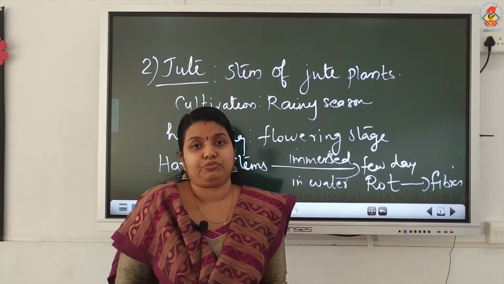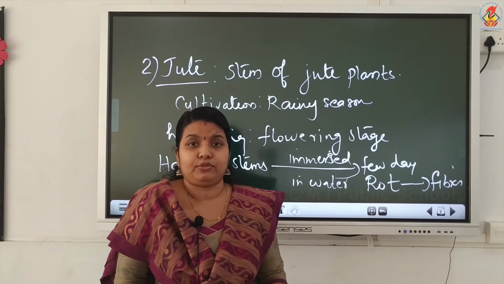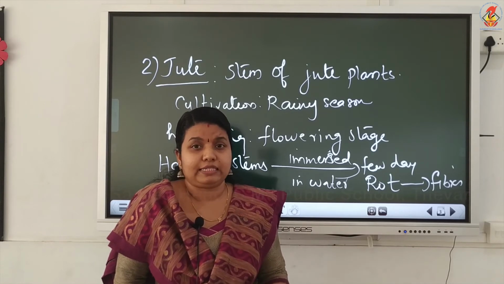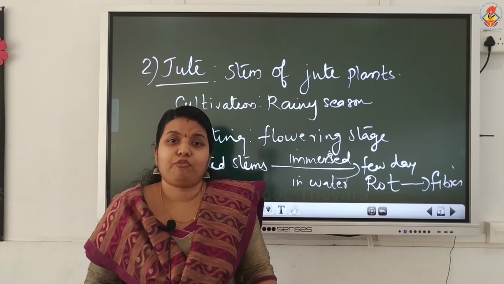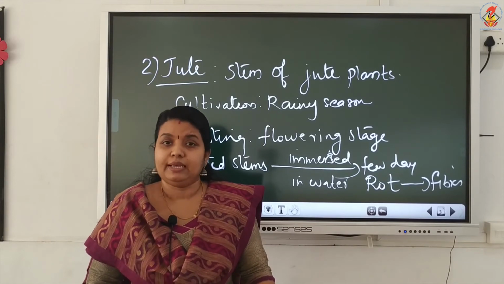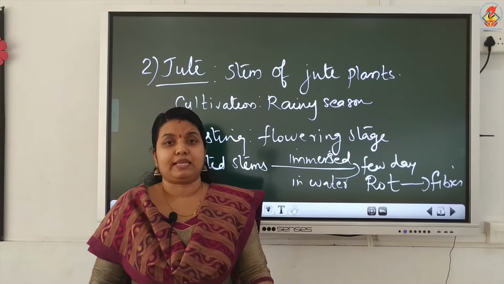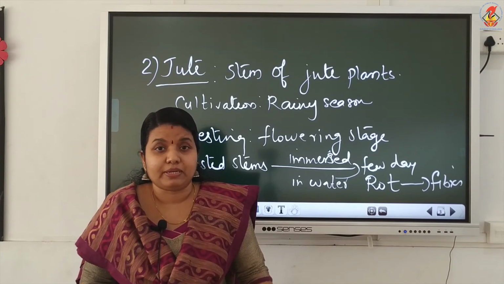How do we get jute fibers from jute plant? Jute fibers are obtained from the stem of jute plant. It is cultivated in rainy season and the harvesting is done when the plant is at the flowering stage. Then the harvested stems are immersed in water for a few days. Then the stems rot and the fibers can be separated by hand. So that's how we get jute fibers from jute plant.